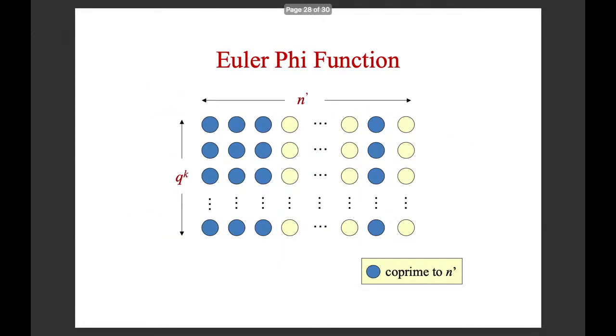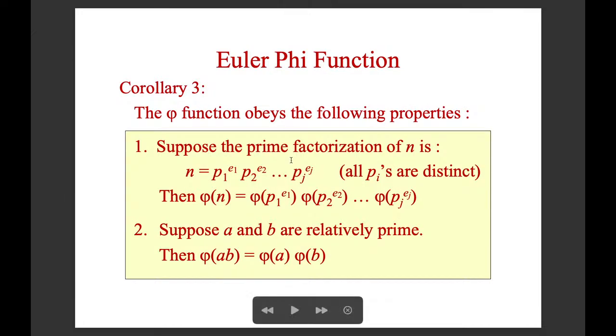And also, phi of n is what we call a multiplicative function. It satisfies this interesting behavior. Suppose that we can factorize n into its unique prime factorization, p1 to the power e1, p2 to the power e2, up to pj to the power ej. Then phi of n can be computed by taking the phi of each individual part: phi of p1^e1 multiplied with phi of p2^e2, up to phi of pj^ej.